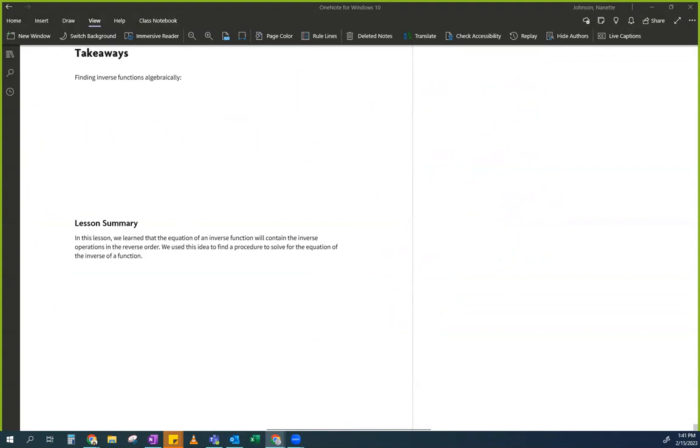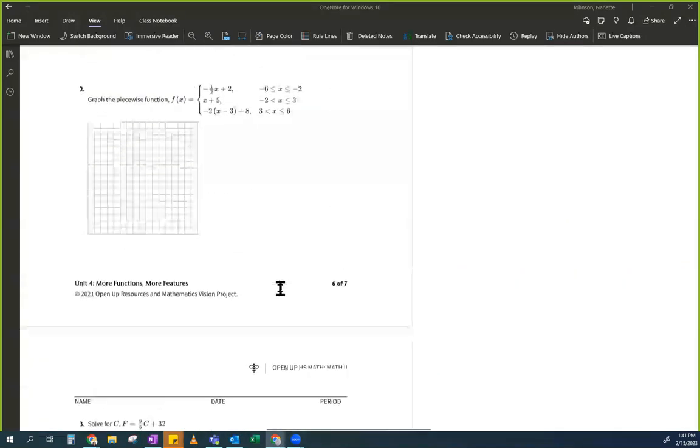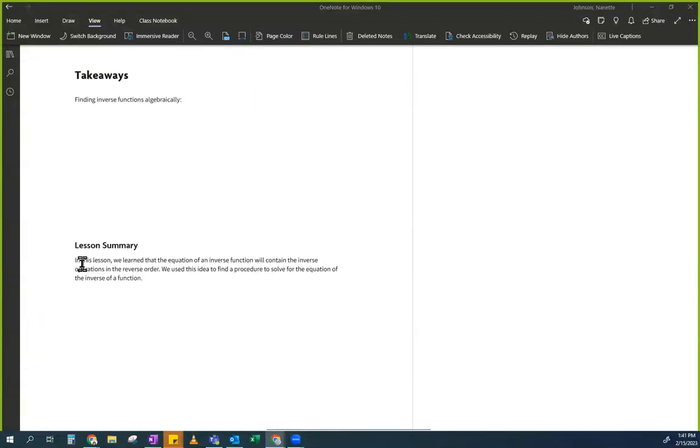We can do our little takeaways really quick. Where are you, takeaways? Did I pass the takeaways? I did, huh? Oh, by the way, if you ever get a chance, read these because these are really good summaries. It says in this lesson, we learned the equation of an inverse function will contain the inverse operations in the reverse order. We talked about this over and over again, right? We're undoing in the opposite order that we do. We use this idea to find a procedure to solve the equation of the inverse of a function.